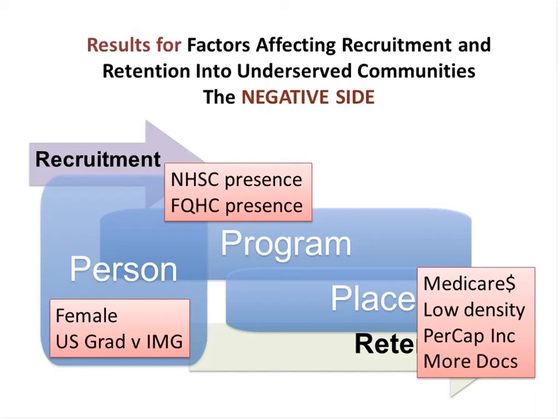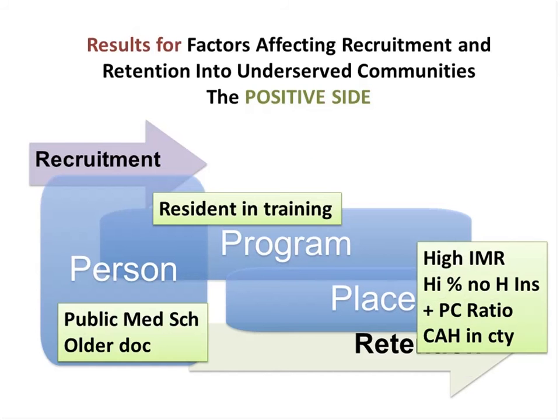Now, we found that Medicare dollars, low density, per capita income, and more doctors locally were also negative factors, that is, net negative. Practitioners were less likely to go into places with high Medicare dollars, in this case, low density, higher per capita income, and more doctors. So net of all these things, it's not necessarily a coherent picture.